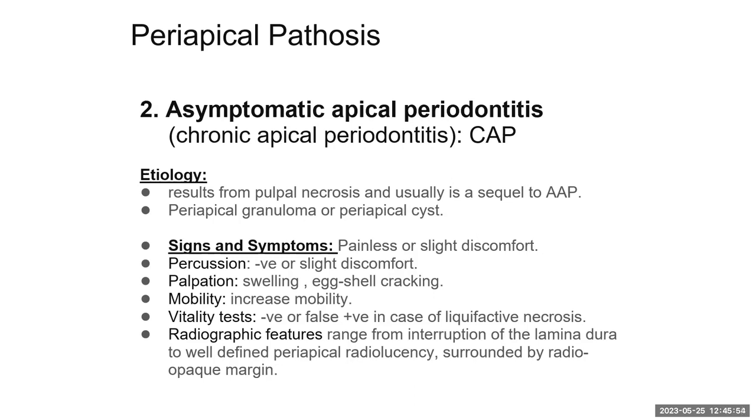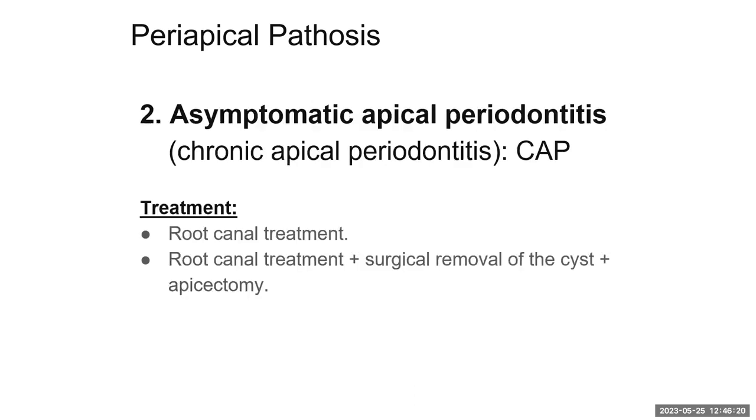The confirmatory test is the radiographic features, which will range from interruption of the lamina dura to a well-defined periapical radiolucency. And I should remember, a well-defined periapical radiolucency means chronic or asymptomatic apical periodontitis, and I will tell you why later. Treatment: root canal treatment, or sometimes I might need a surgical removal of the cyst and apicectomy. Root canal treatment with or without apicectomy.